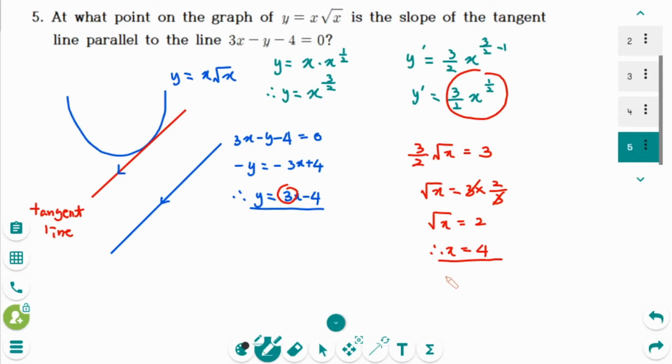The y value is y equals x square root of x. Then put 4 into x: 4 times square root of 4 equals 4 times 2, which is 8. So that means (4, 8) is here, (4, 8).